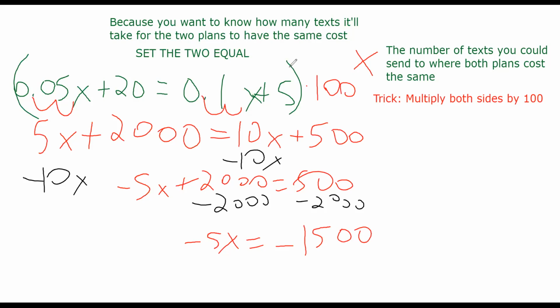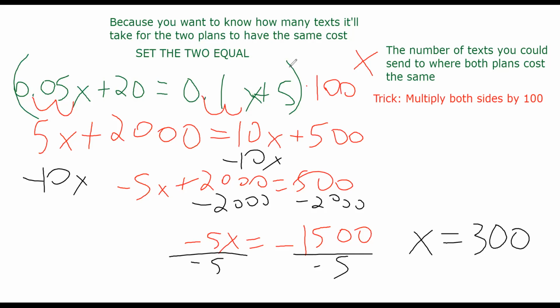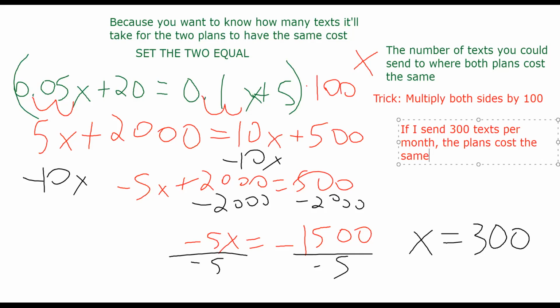So now we would naturally divide both sides by negative 5. The negatives would cancel. You'd get x just by itself. Negative 1,500 divided by negative 5. The negatives will cancel. 15 divided by 5 is 3. So 1,500 divided by 5 is 300.